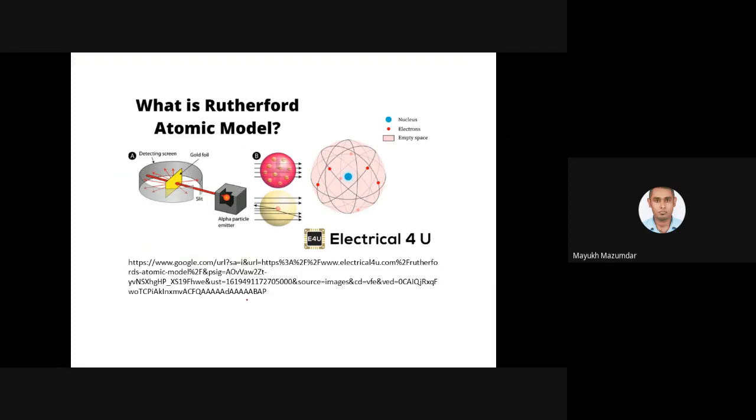Okay. By the way, why was this experiment done? Why was it done? What was the motive behind it? So to prove the model, sir, that he postulated, to know the atomic structure.